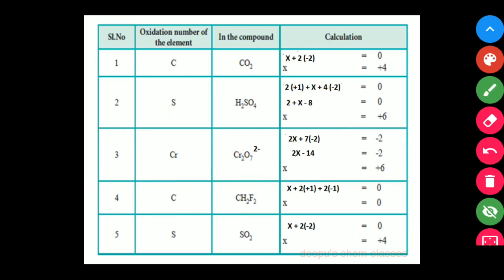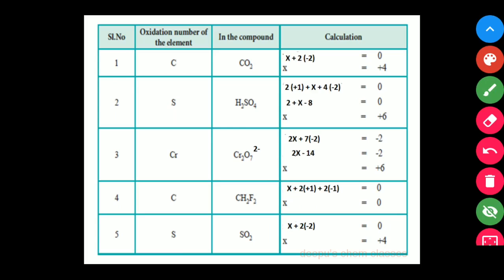Similarly for carbon in CH2F2, difluoromethane, we find it the same way. Let carbon be X. For hydrogen it is +1, so 2 into +1. For fluorine it is -1, so 2 into -1. So 2 plus -2 becomes 0. The oxidation state of carbon in difluoromethane is 0.